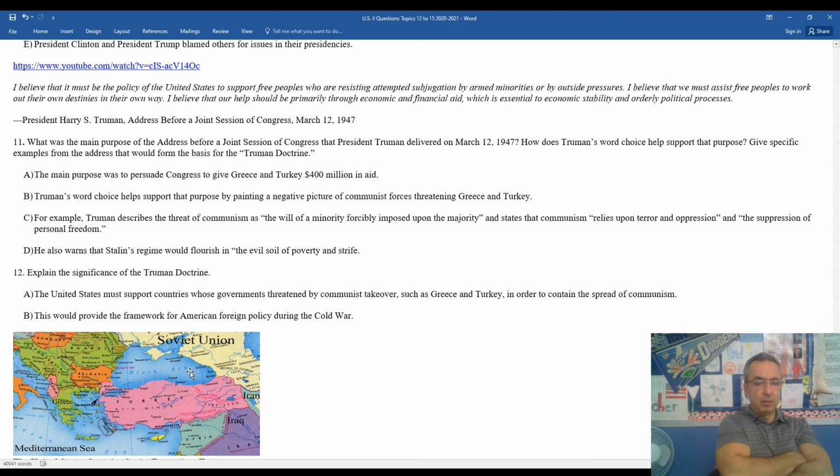Explain the significance of the Truman Doctrine. So a doctrine is when a president issues a broad policy decision for the country and tries to guide the country down a particular path. In the case of the Cold War, he believed the United States must support governments threatened by communist takeover, such as Greece and Turkey. In order to contain the spread of communism, the United States would provide aid and assistance, initially financial, maybe military aid as well. This provided the framework for American foreign policy during the Cold War.